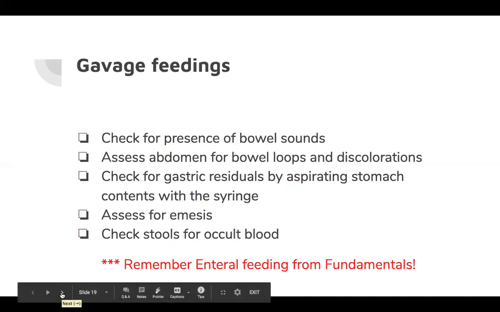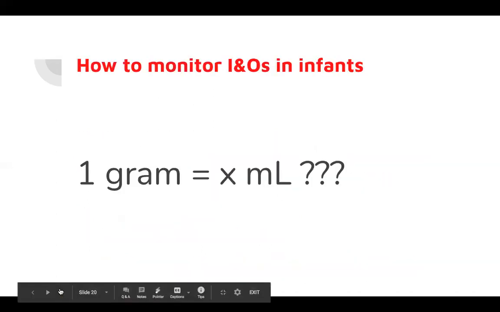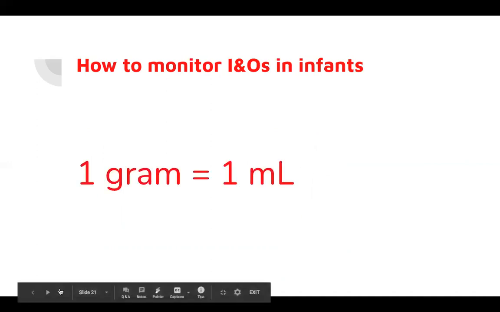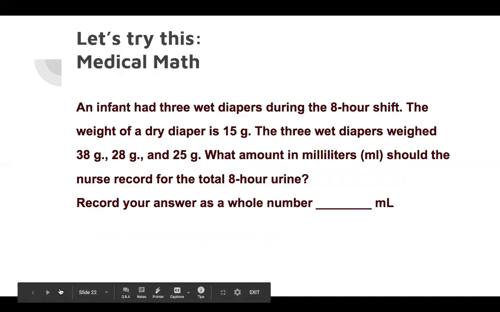And if it's been a long time since you went over gastric feedings, please go back and refresh yourself with enteral feedings. So monitoring I's and O's, 1 gram is to how many milliliters? So keep that in mind. You will need to know this. So it's a 1-to-1 ratio. 1 gram is equal to 1 milliliter.